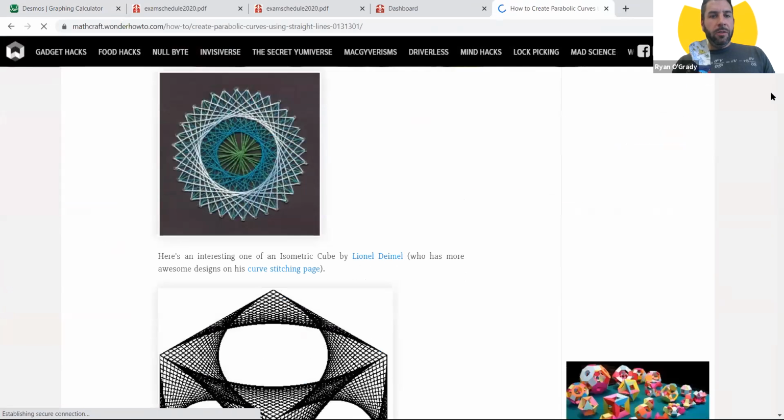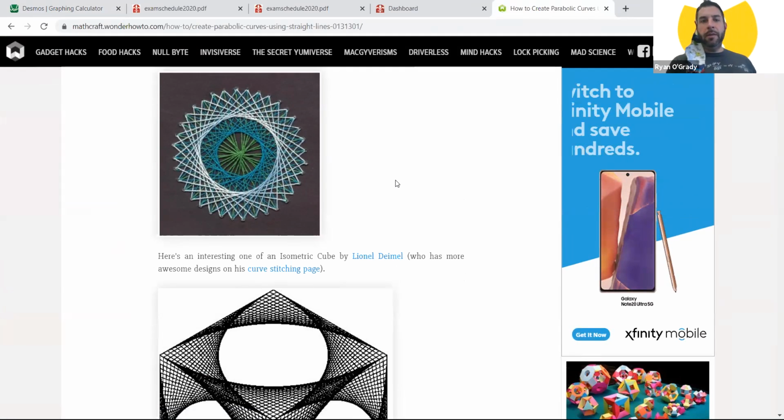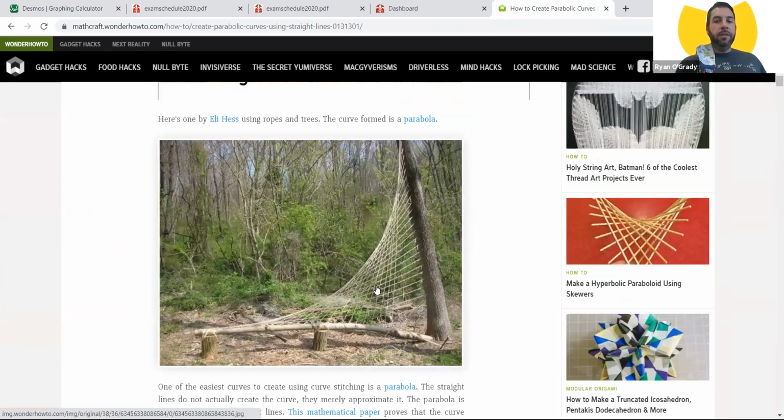What we did is we created curves using straight lines. This is exactly the idea, and it's one area where art and math intersect and make these crazy, awesome patterns. So here's what we did. This is a very good example of what we did. This looks like a hyperbola.